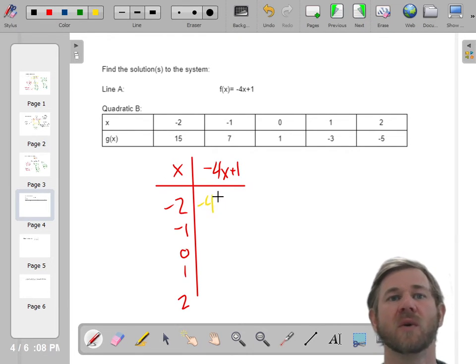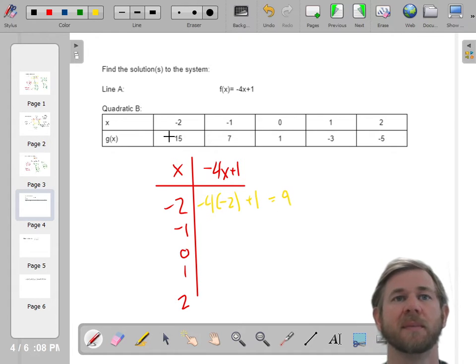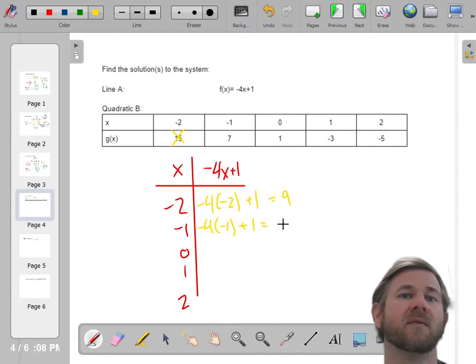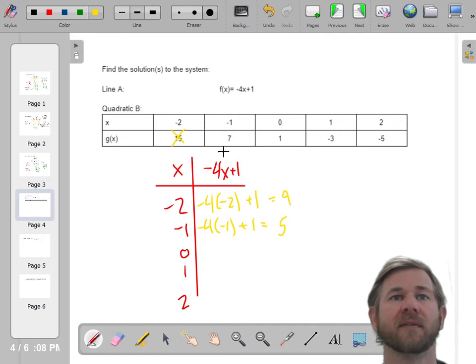So negative 4 times negative 2 plus 1 is 9. That means that one doesn't work. Negative 4 times negative 1 plus 1 is 4 plus 1 is 5. So nope.